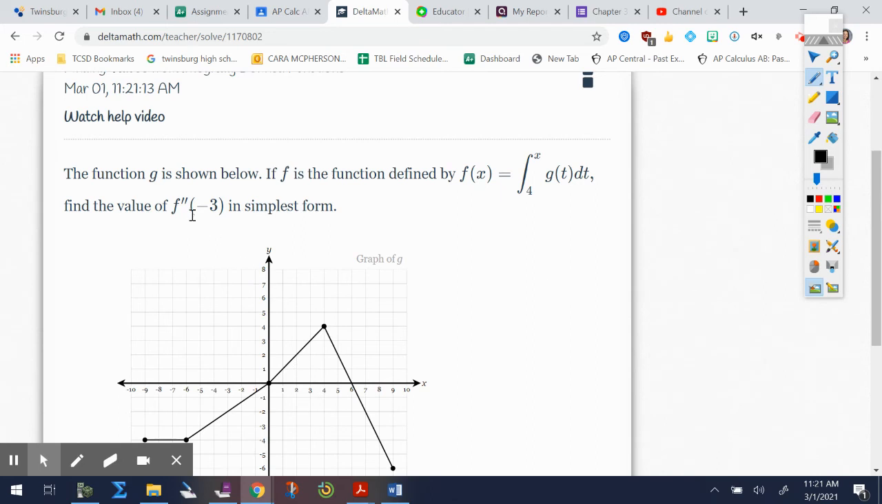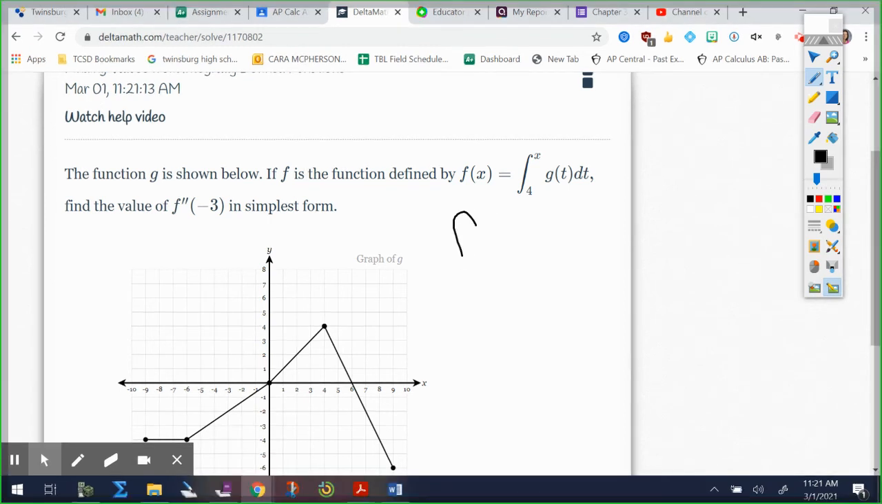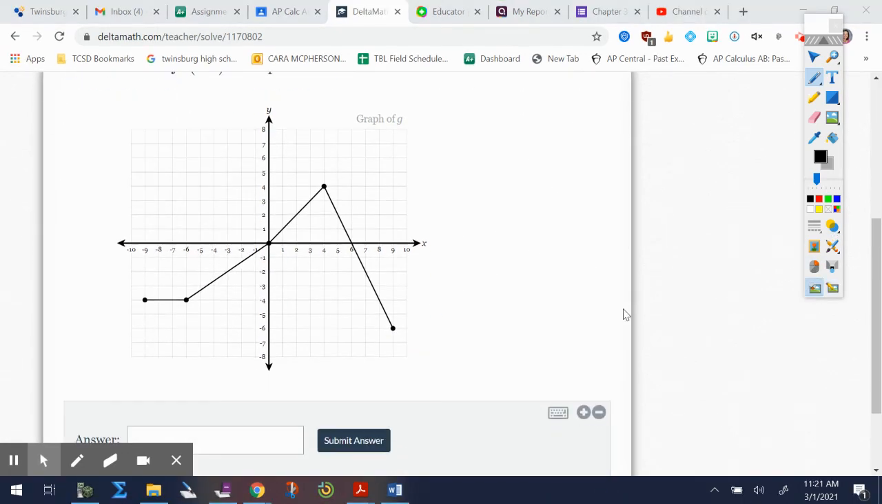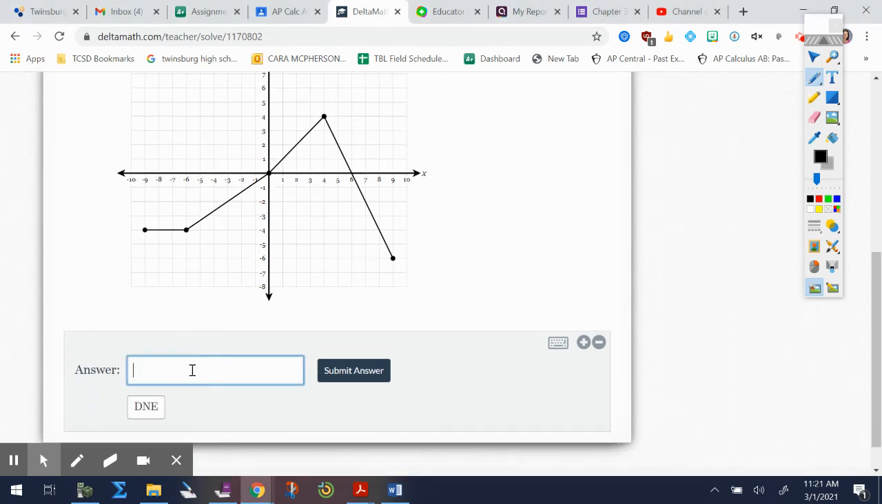So this one, you're trying to find f double prime. The first thing I do when I derive once, the derivative of the integral will give me just the original function. When I derive twice, it's going to give me the derivative of the function. So if I want to find f double prime of -3, what I'm actually finding is the derivative of g at -3. You're given g at -3. You find the derivative by finding the slope. So my slope looks like it goes up 2, right 3. It's definitely a positive slope. So my slope is 2/3.